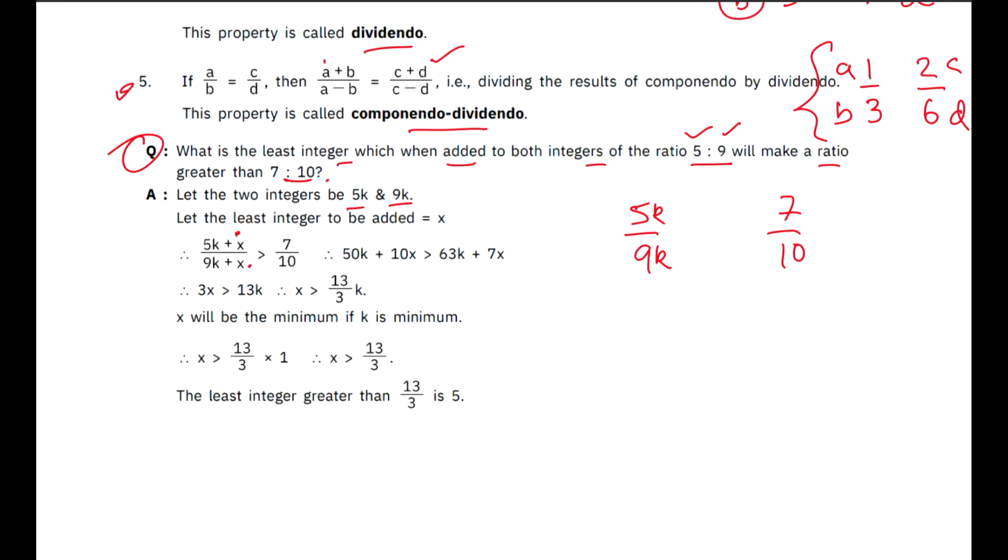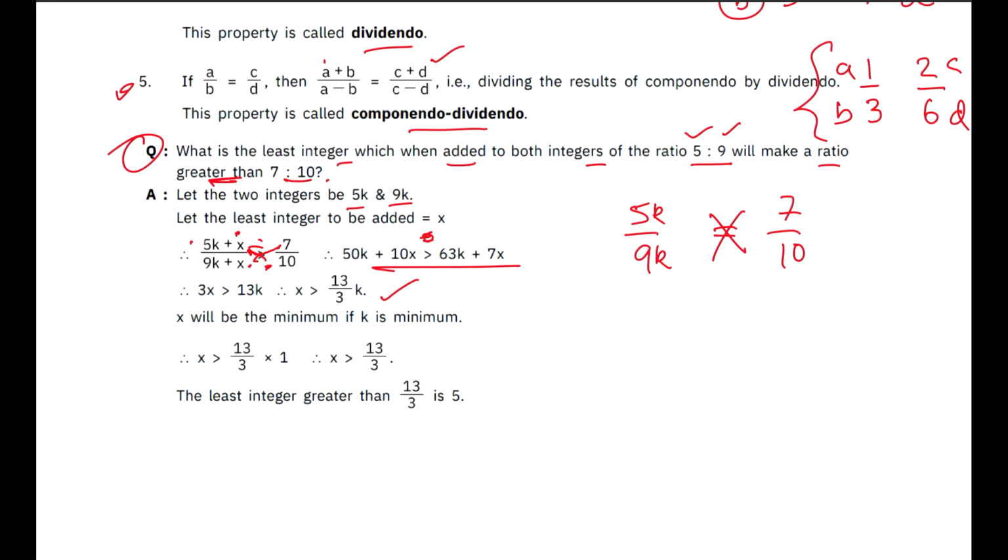But is it equal to 7/10? No, it's greater than, as per the sentence here. So just because a greater than sign is replacing an equals to sign, it will not add to your difficulty, because all the calculations will remain the same. You will cross multiply, you will multiply 10 with this value, you will multiply 7 with this value, get this thing, and instead of an equals to you're now having a greater than sign. You will solve it completely and you will get the value of x in terms of k.